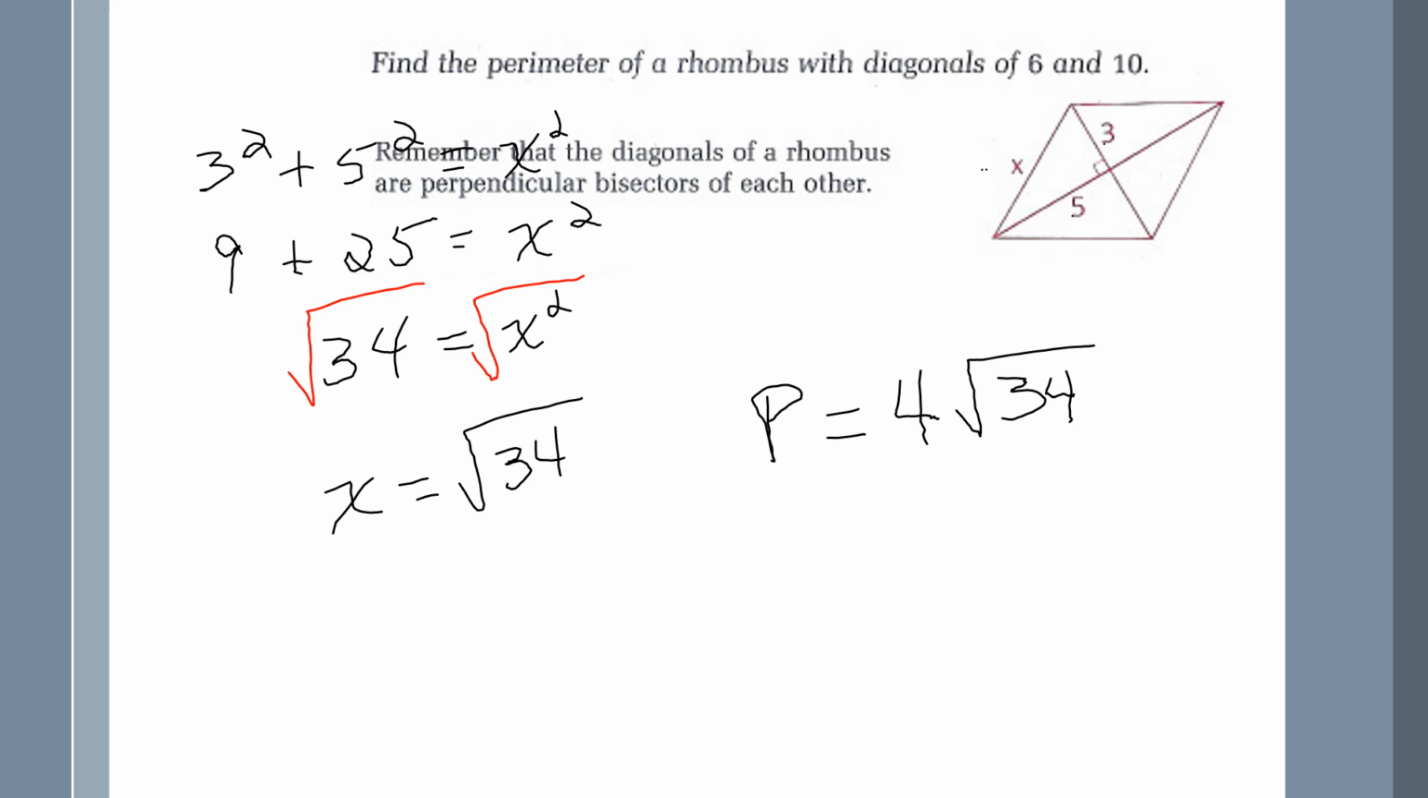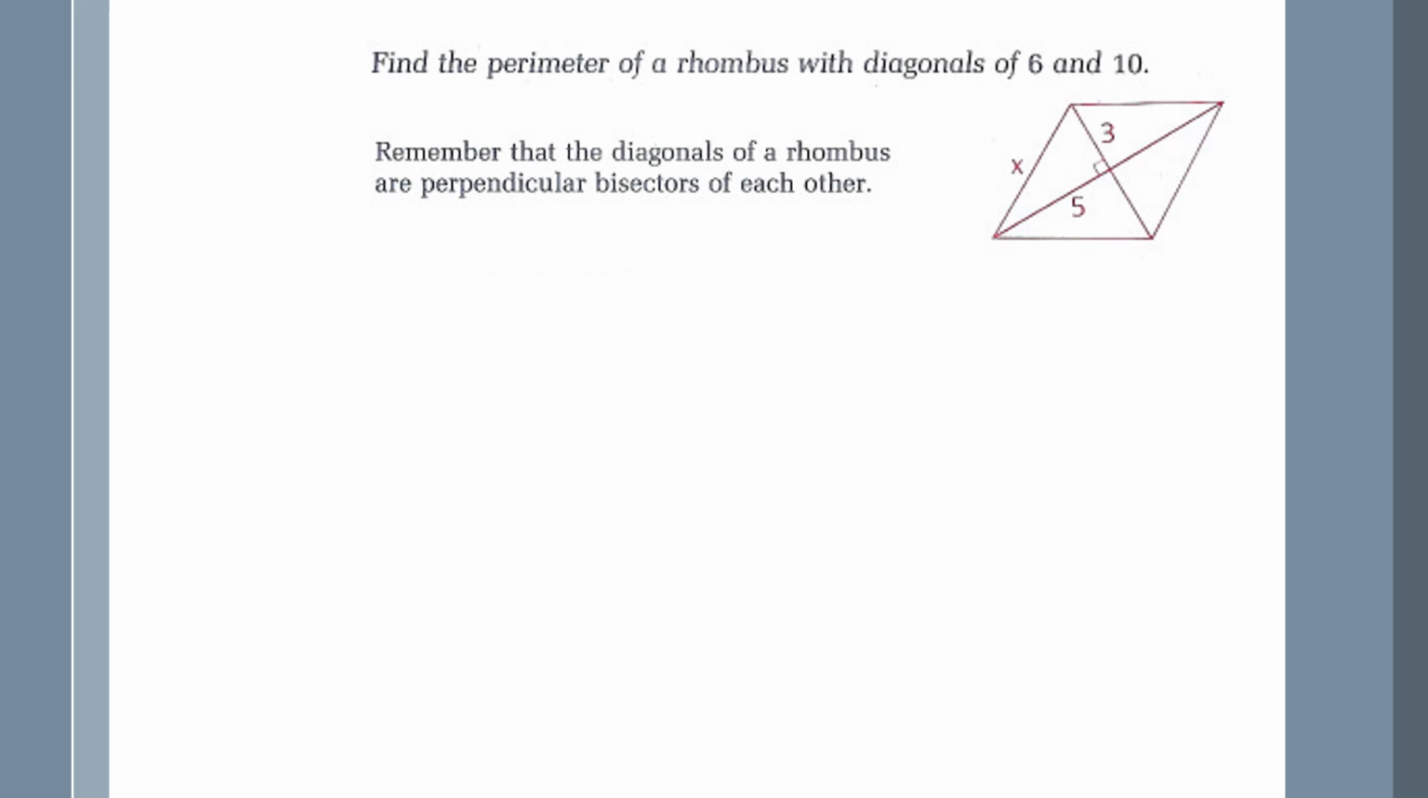Oh, I got ink in here. Look at this. Forgot about this. Remember that the diagonals of a rhombus are perpendicular bisectors of each other.